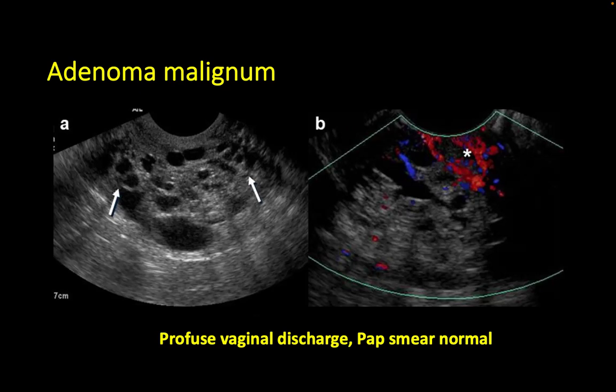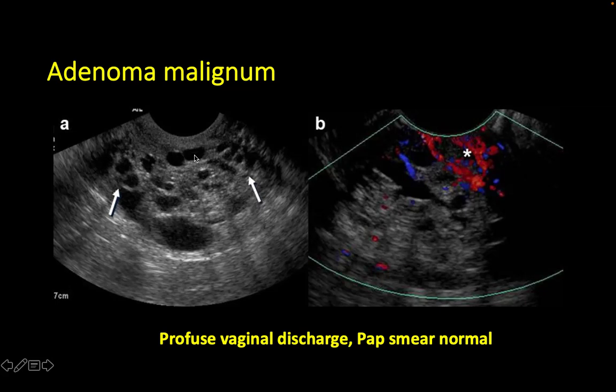Now, this is an interesting condition. It is known as adenoma malignum, and it's a malignant condition of the cervix. What makes it interesting is that patients are typically young and present with profuse vaginal discharge. So you are thinking in terms of CA cervix, but the pap smear may come out to be normal. And if you do a transvaginal ultrasound, as has been done by the authors in this case, what you can appreciate here is the presence of multiple cystic lesions in the cervix.